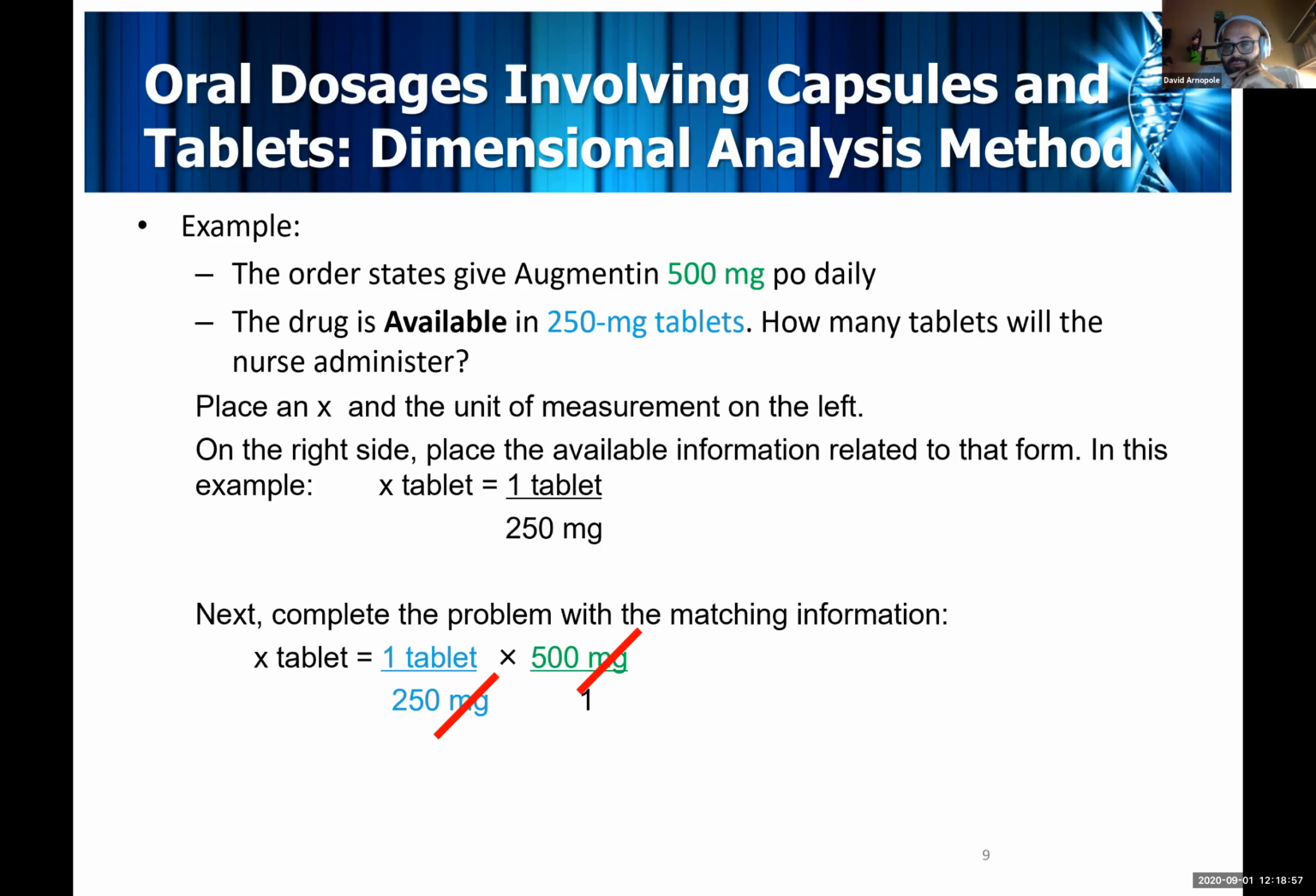Which allows me to cancel the milligrams. All I have left on the right side of the equation after I cancel the suffixes is the tablet. So I'm done pulling from the equation. I multiply across and then divide.